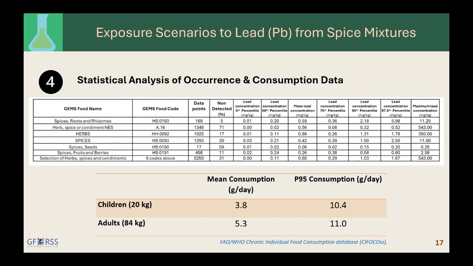I have my 5,250 data points, okay? They come from different food codes, the HS codes for the international trade. So, spices, roots, and results, herbs, spice, and condiments, NES. I will speak about this in the GEMS presentation, not elsewhere specified. So we have a very interesting food classification system. Herbs, spices, seeds, spices, fruits, and berries, okay? The 6 codes above, together, constituted my data set, 5,250 data points. And then they performed, remember the stepwise, some descriptive statistics, averages, percentiles.